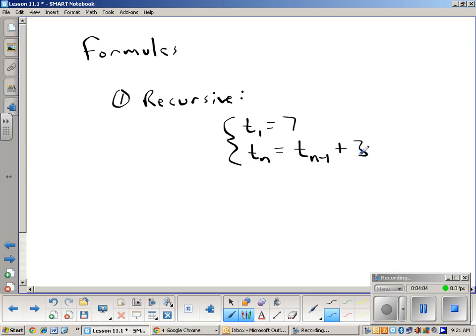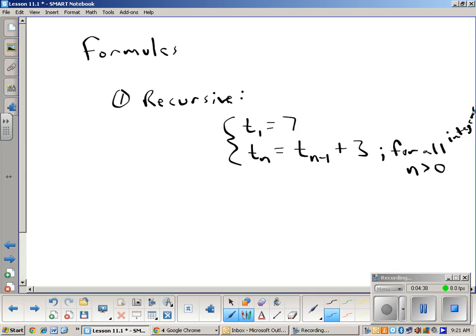Okay? And usually they have a little disclaimer here like, for all integers n greater than 0. Sorry, I kind of ran out of room there. For all integers n greater than 0. All right?